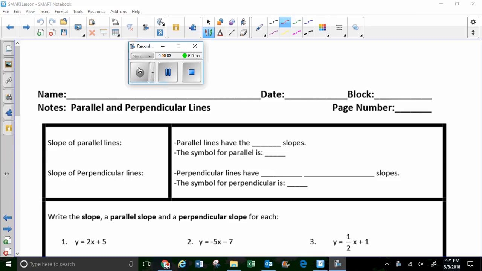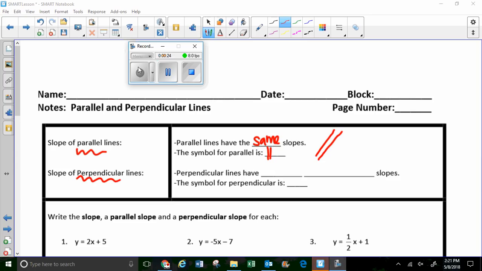So today we're going to talk about parallel and perpendicular lines. Essentially what you need to know is parallel lines have the same slope, which if you think about it makes sense. If you were to look at two parallel lines, they're moving in the exact same direction. And the symbol for parallel is just two lines right next to each other.